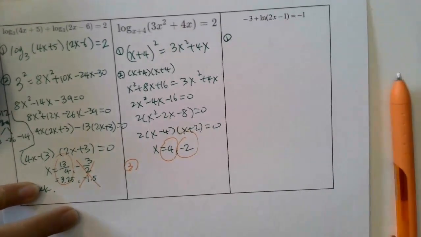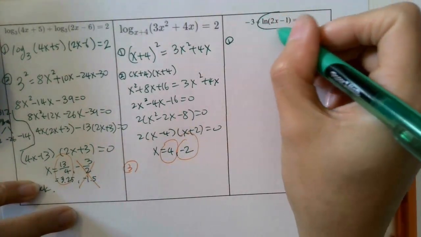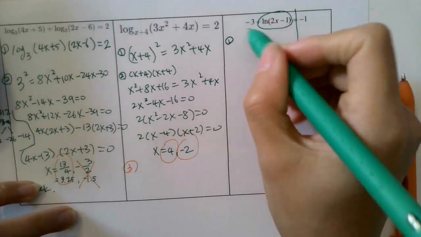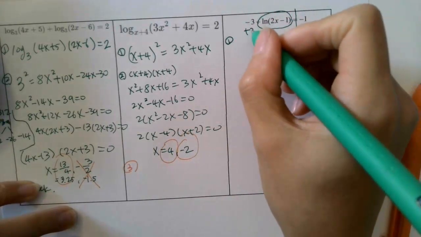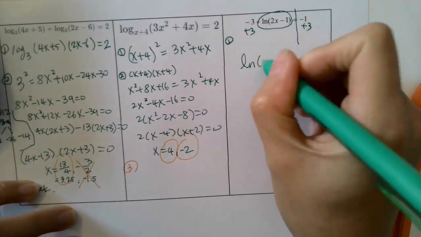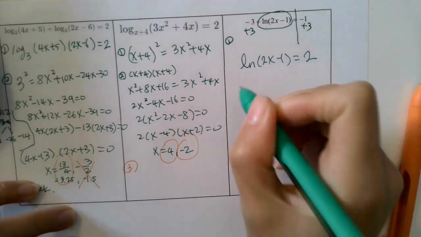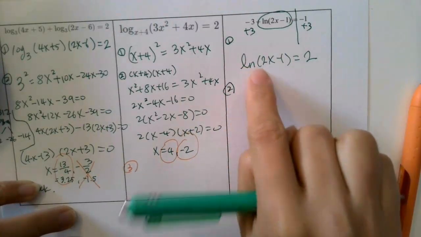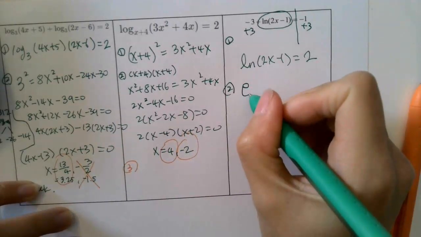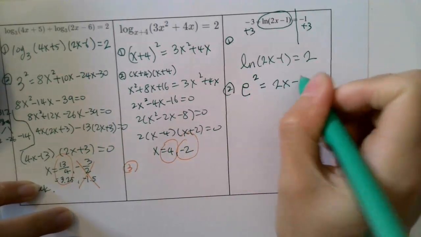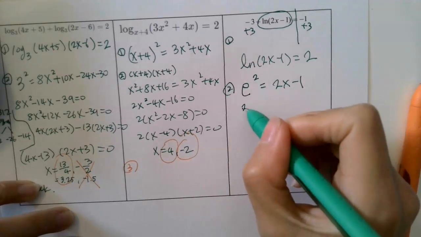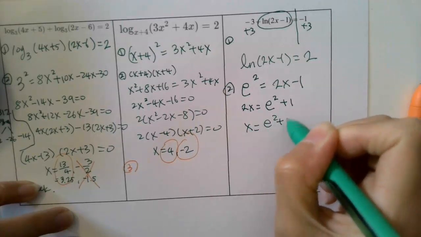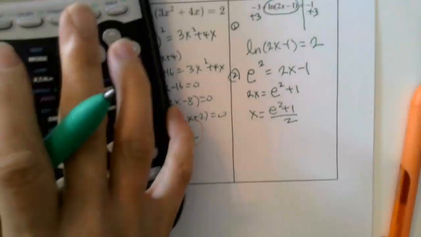Okay? All right, the last one, I have a log on one side of the equal sign, particularly natural log. So let's get rid of that negative 3 by adding 3 to both sides. So I get natural log of (2x minus 1) is equal to 2. Now I'm going to change to the exponential form. Guys, what is the base of the natural log? e, right? So we should not forget about it. So 2x is equal to e squared plus 1. x is equal to (e squared plus 1) divided by 2.